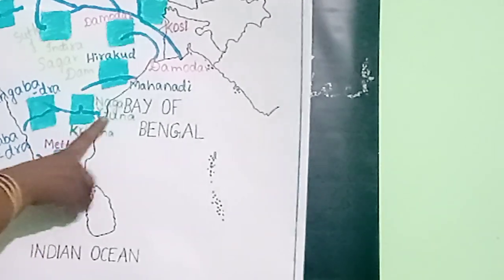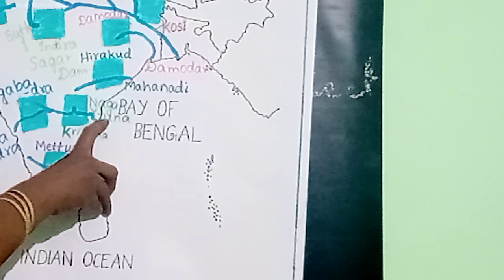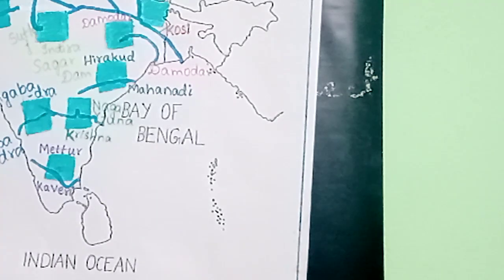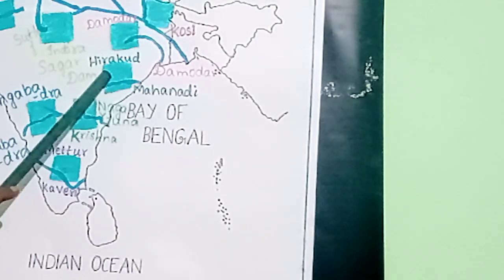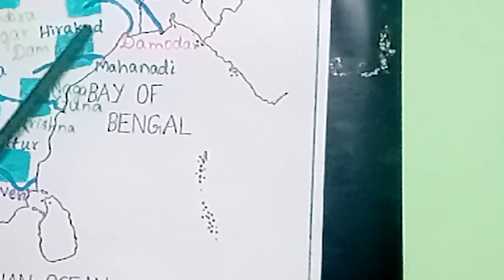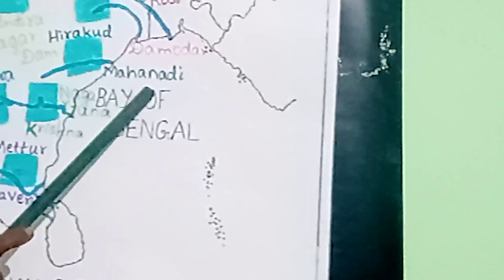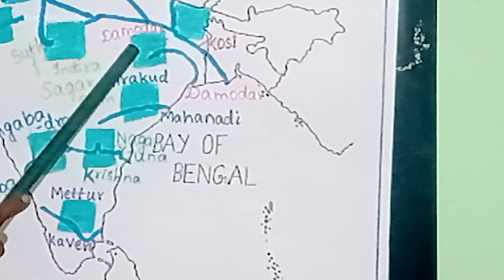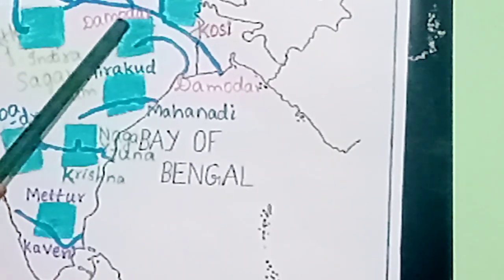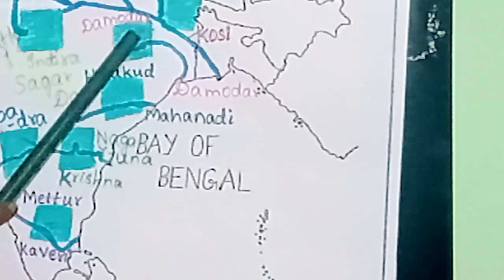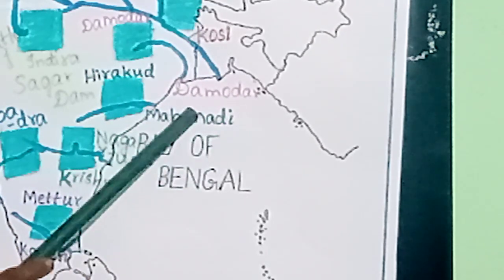Then the next one is Nagarjuna Dam. This dam is built across the river Krishna. Then next one is Hirakud Dam. It is the longest dam in India. This dam is built across the river Mahanadi. Then the next one is Damodar River Valley Project. That means Damodar Dam. This dam is built across the river Damodar.